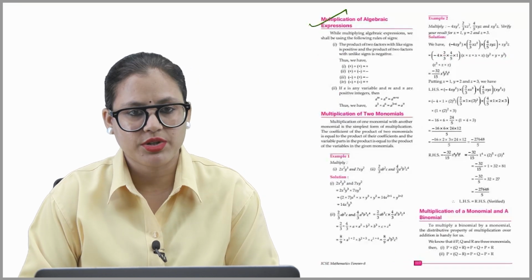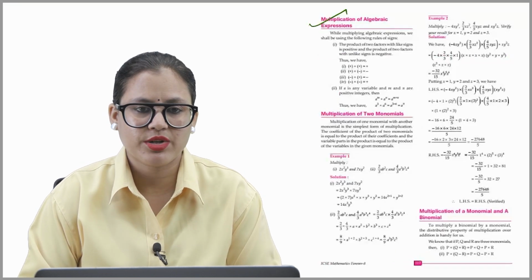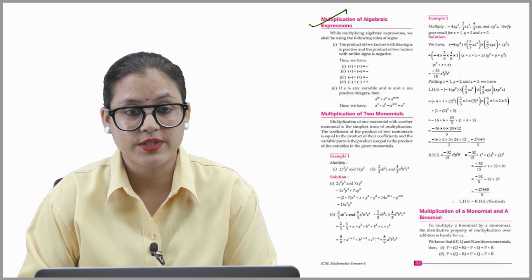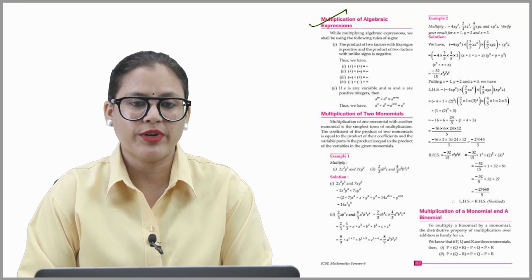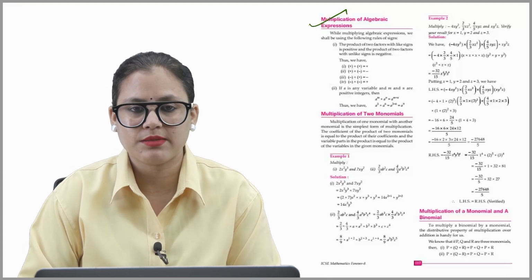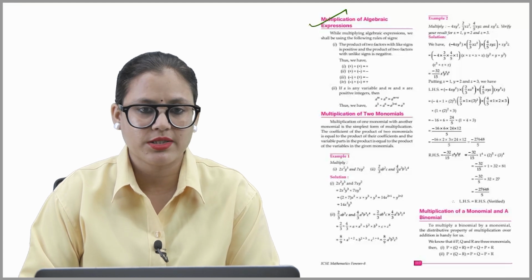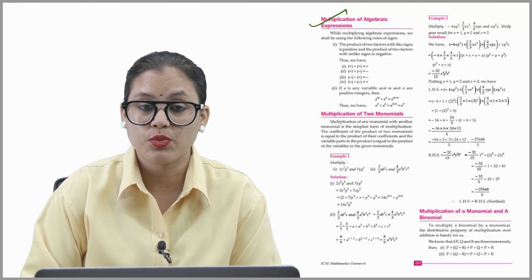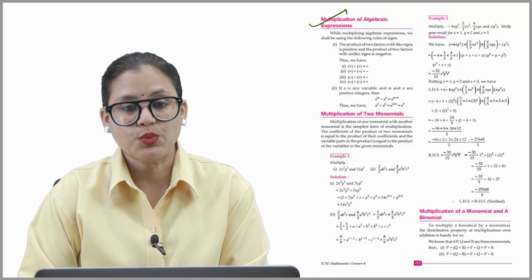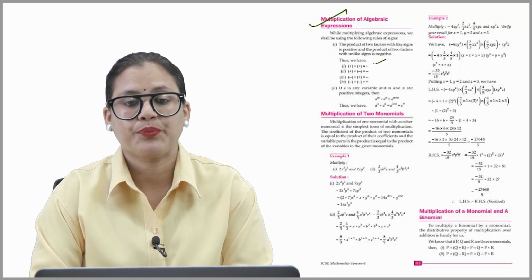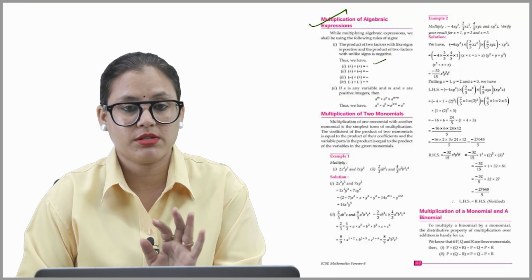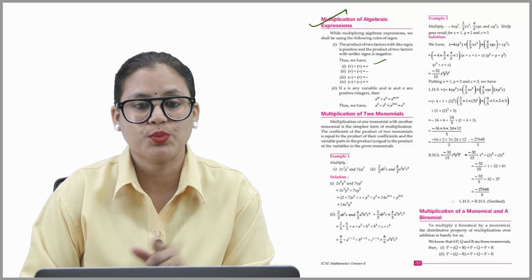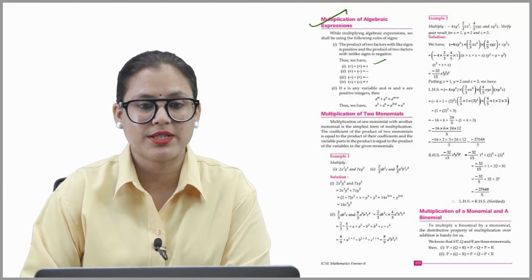Multiplication of algebraic expressions. While multiplying algebraic expressions, we shall be using the following rules of sign. Number 1, the product of 2 factors with like signs is positive and the product of 2 factors with unlike signs is negative. Thus we have plus into plus is plus, plus into minus is minus, minus into plus is minus, and minus into minus is plus.